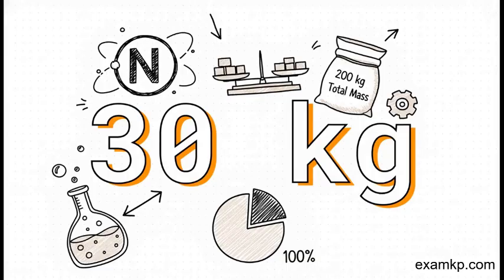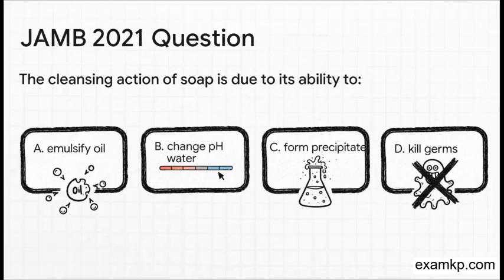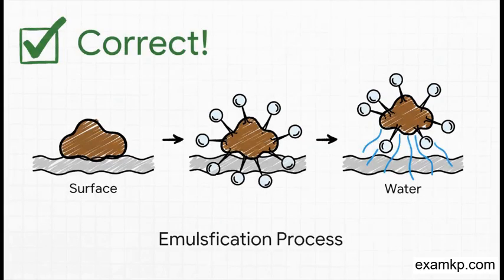Okay, now for a JAMB question from 2021. This one is a pure concept question. It says the cleansing action of soap is due to its ability to... What was that magic word we talked about earlier? Think about it for a second. And the correct answer is, of course, A, to emulsify oil.